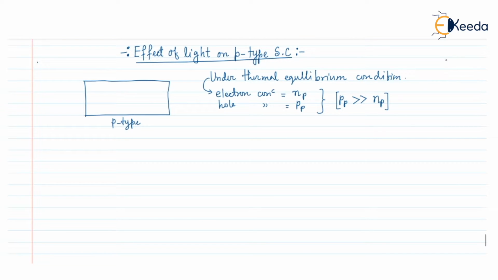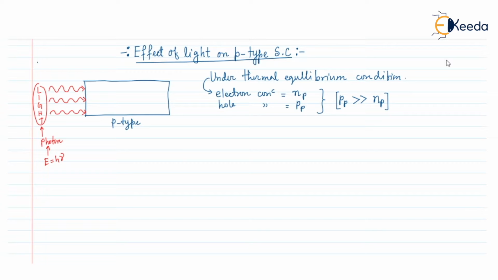Now let us consider that light has been incident on this semiconductor. So this is the light that is incident on this semiconductor. We know that light means photon particles, and the photon particle energy is h nu, where nu is the frequency of the light.